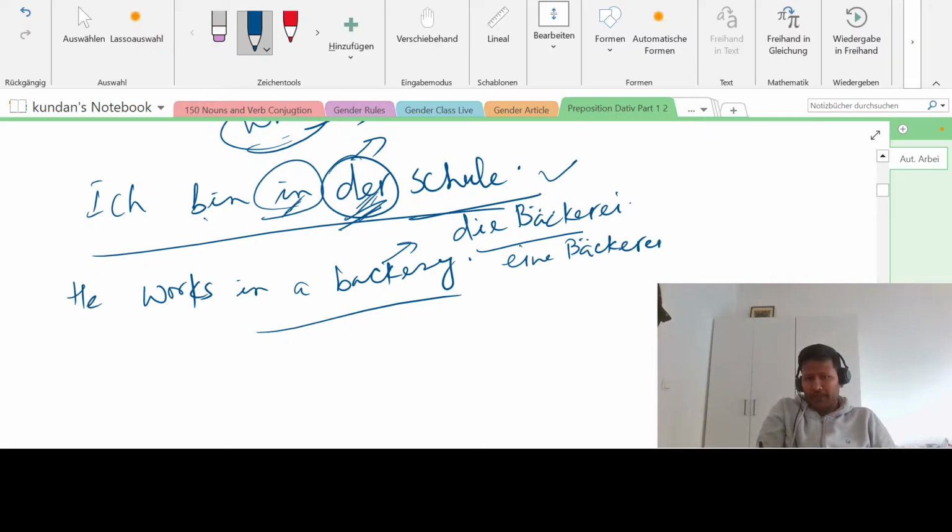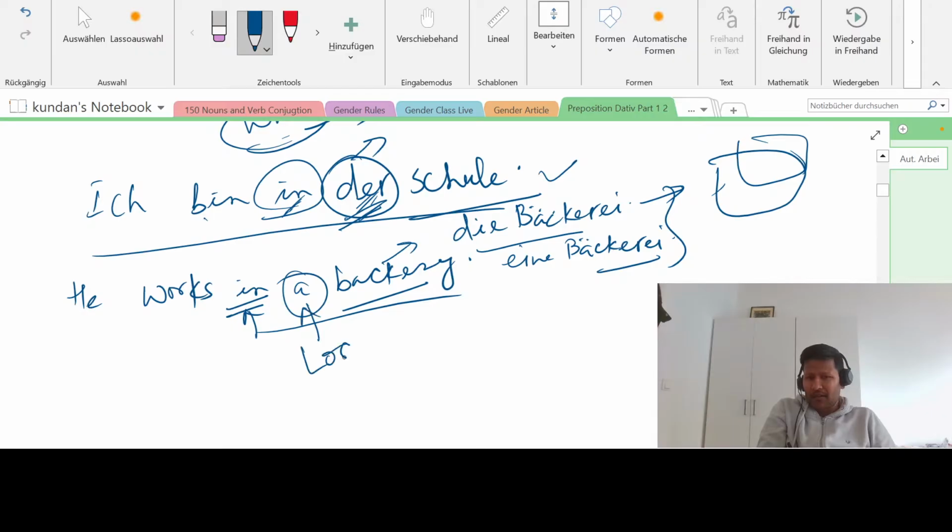So, normal. I'm talking about the normal nominative case. But now the thing is, he is working in a bakery. So, inside the bakery only he is working. So, what should be the case for this? It's a location. It's not a movement. So, because it is a location, it is not a movement, this will be dative.